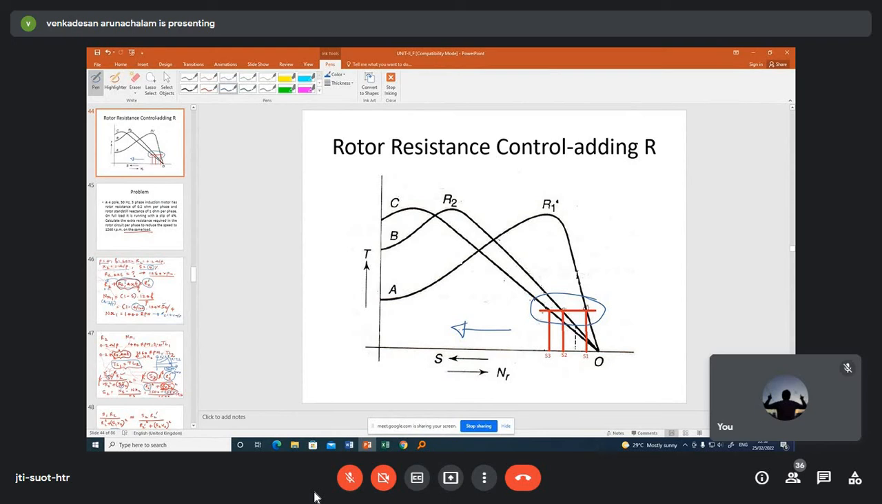But what is the disadvantage in this? Since you are adding some resistance in the rotor circuit, copper loss will increase. That will reduce the efficiency of the motor. The power which is available in the rotor circuit, you will be wasting unnecessarily as copper loss, right? Whatever power is available in the rotor, you are simply wasting in the external resistance. So instead of wasting the rotor power in the external resistance, you can take that power and feed it back to the transmission line. That is called the slip power recovery scheme.